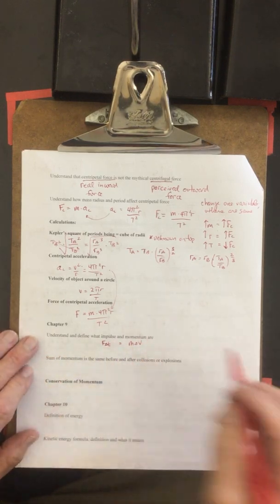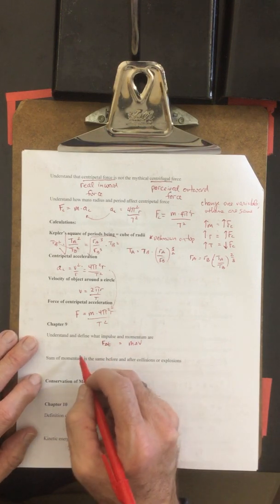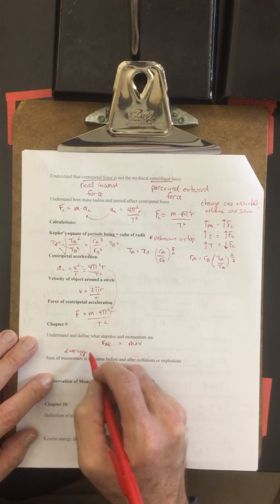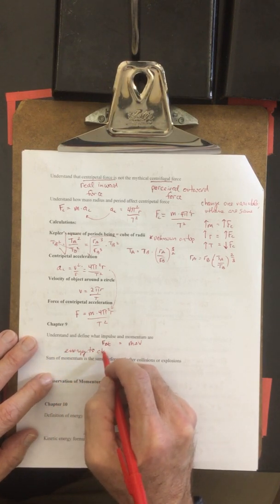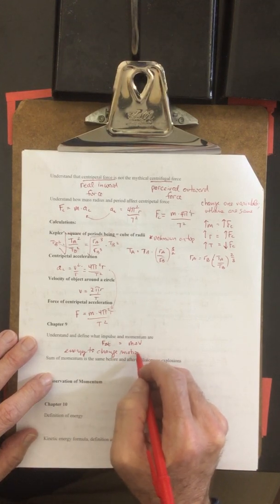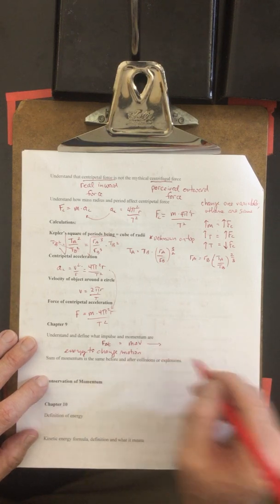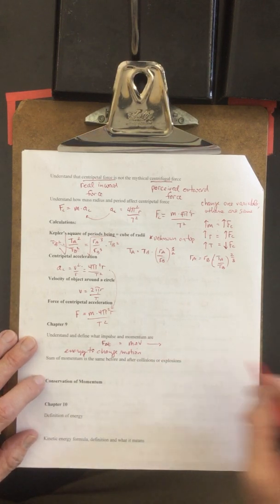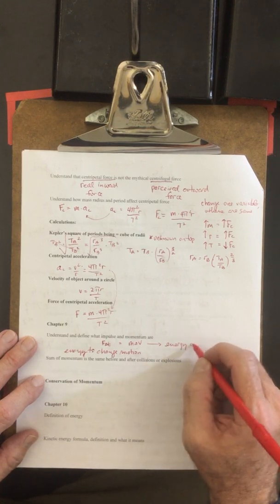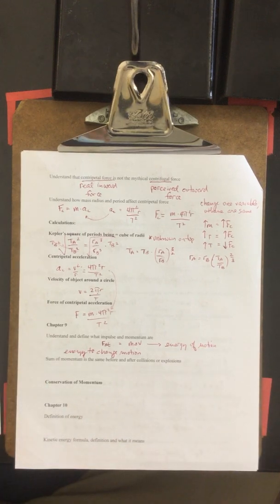So this is not a mathematical one. This is a concept one. What's the impulse? This is the energy to start the motion or to change the motion. And mass times velocity is going to be the energy of motion. You have movement, you have energy.